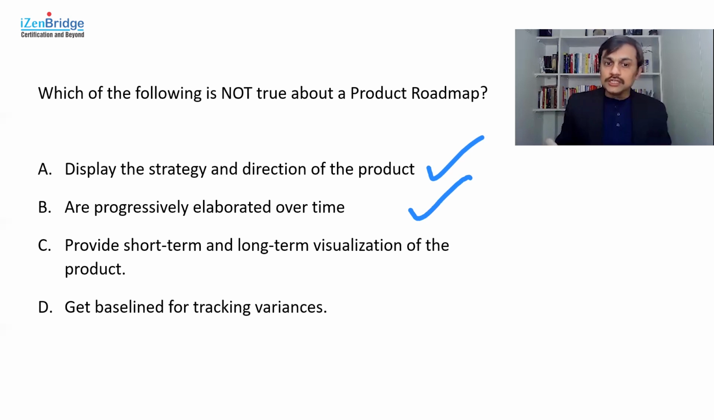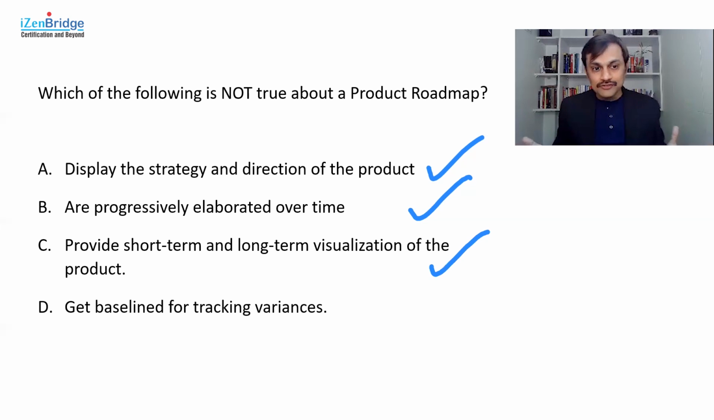It provides short-term and long-term visualization of the product. So I can say that this also relates with the option B. In a product roadmap, the things which are coming in the near term might be elaborated well. Things which are coming in the long term might be at a high level, at an abstract level, at a forecast level. But over a period of time, as we reach there, we will elaborate them because we are doing progressive elaboration. So it is true, it gives us a short-term and a long-term visualization of the product direction.